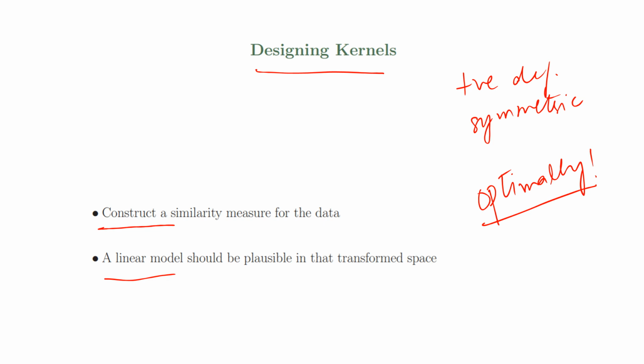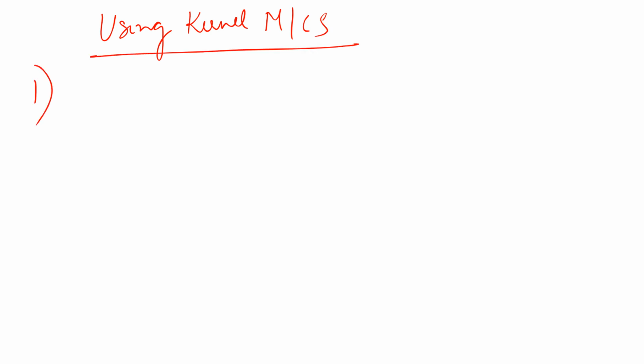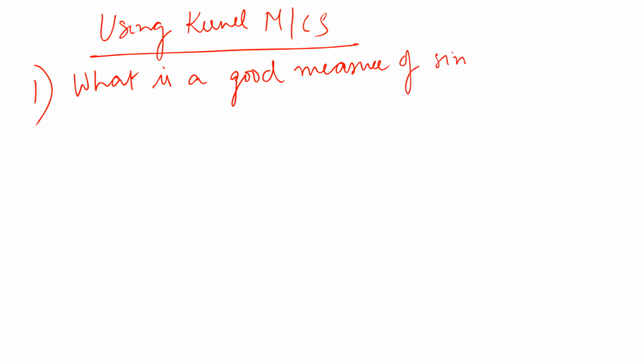So using these kernel machines, once we have designed them, how should we be using them for any general problem? The first thing that we need to do, for any problem, is to figure out what is a good measure of similarity. So that's number one: what is a good measure of similarity, which could be different in different problems, given whatever data we have.